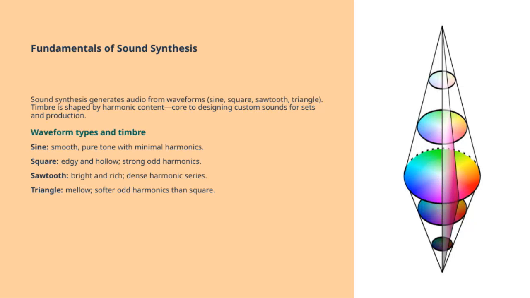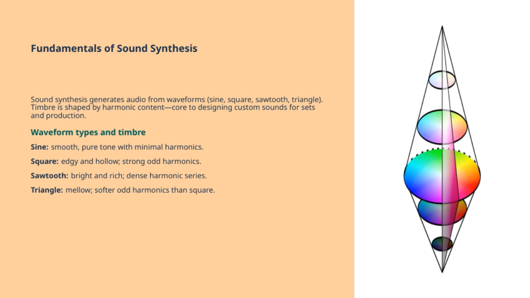Sound synthesis creates audio by starting with basic waveforms, such as sine, square, sawtooth, and triangle. Each of these waveforms has a unique sound character, or timbre, which is mainly shaped by their harmonic content. This is really important because it allows us to design and craft custom sounds for different sets and production needs.